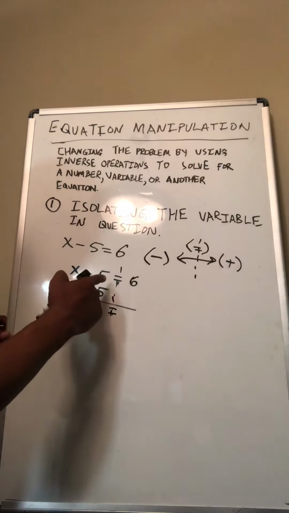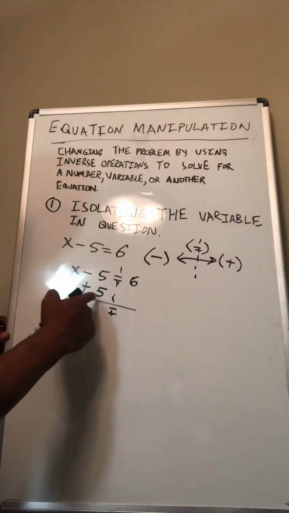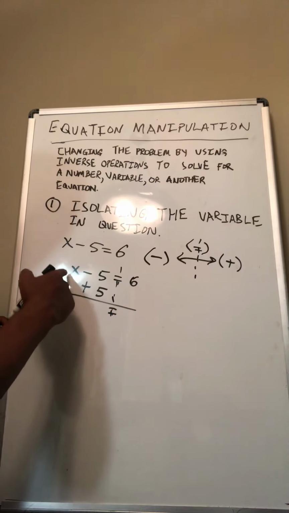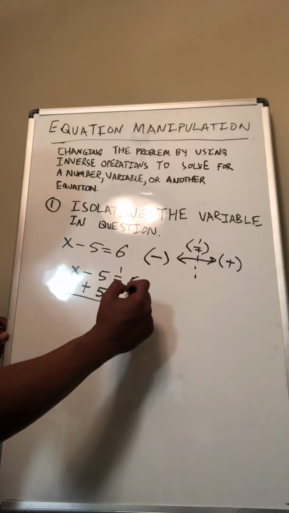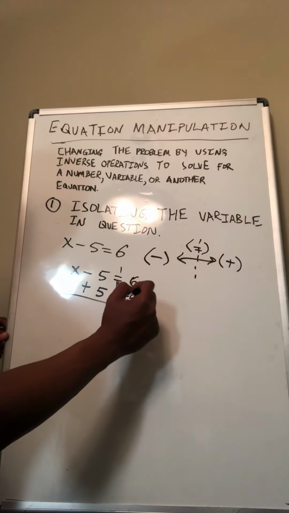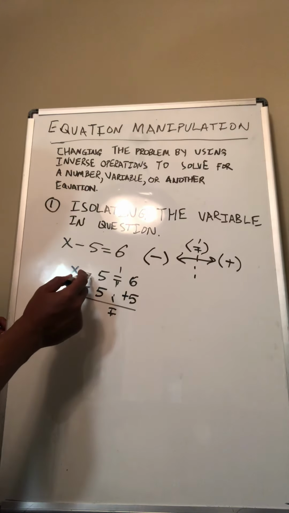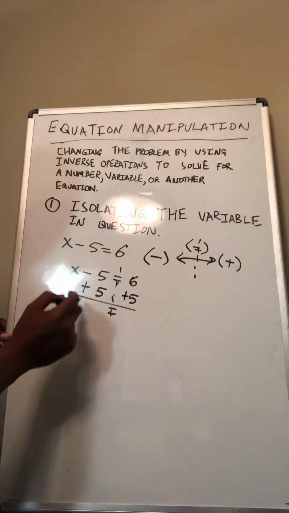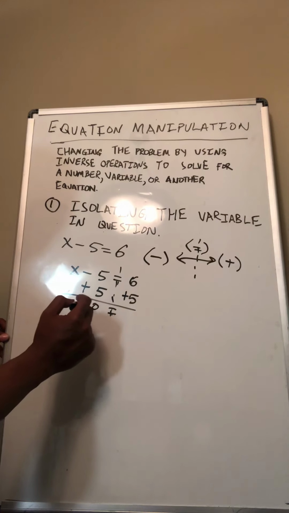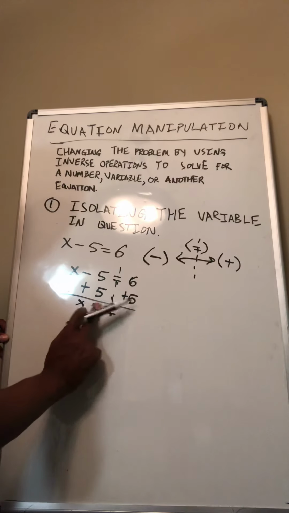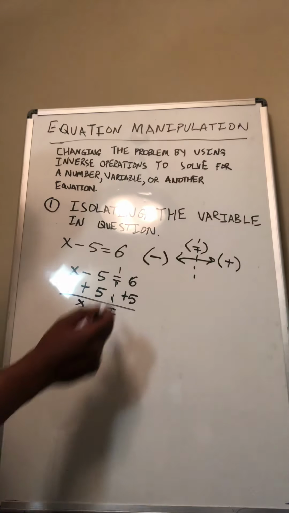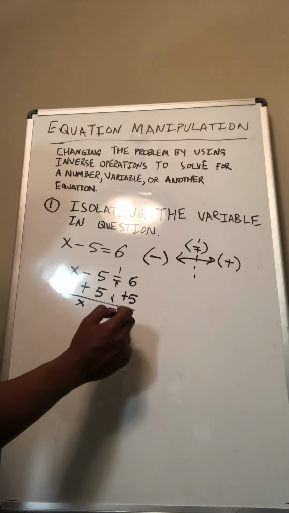I always line up whichever parts I'm canceling so they don't get mixed up with other parts of the problem. So now x minus 5 plus 5 is equal to 0, so you just have an x here. We're going to take that out. And now you have 6 plus 5 is equal to 11.